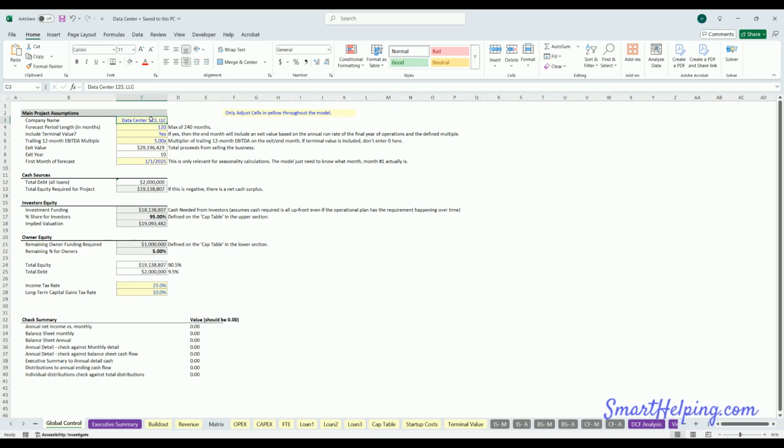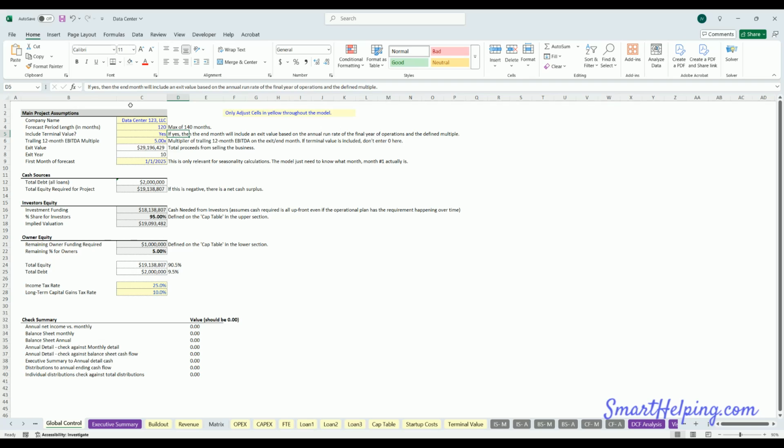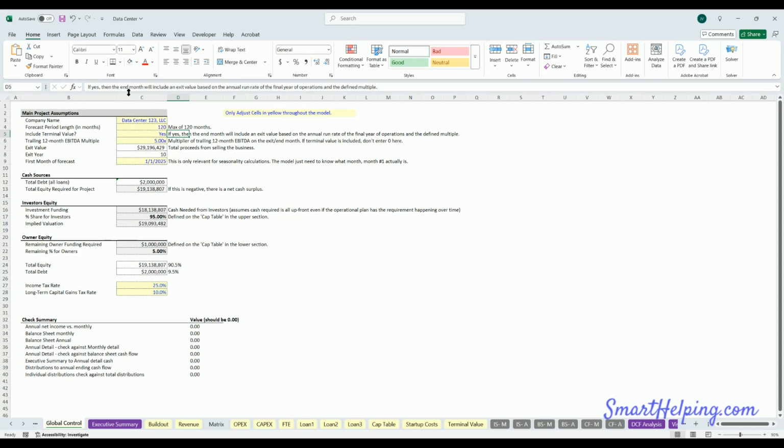We will start with the global control tab. Throughout the model, you'll edit all cells in blue text with yellow shading in the cell. We'll start here, company name. This just goes on top of the financial statements. The forecast period, you could go up to 120 months. I'll change this. We built this off a 20-year model. It's now a 10-year, so up to 120 months at maximum. You could select any month time frame up to that point, and the model will adjust accordingly.